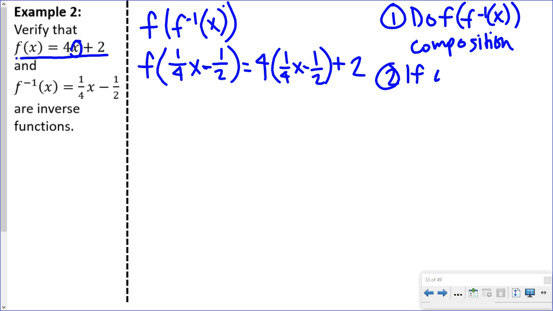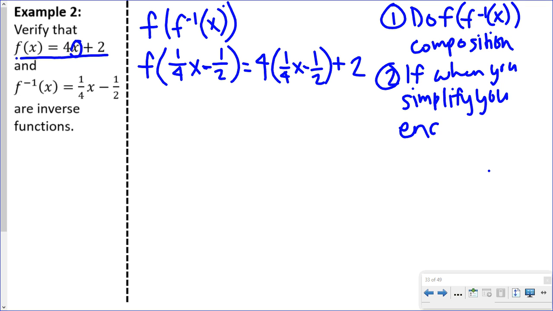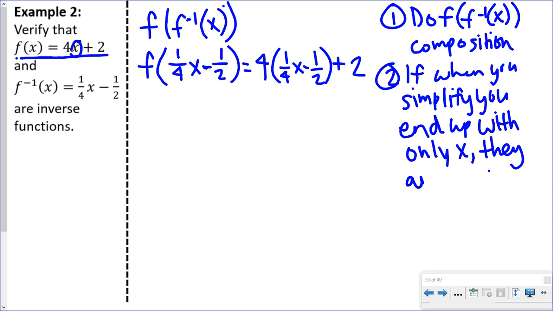and when you simplify, if you end up with only x, they are inverses of each other.